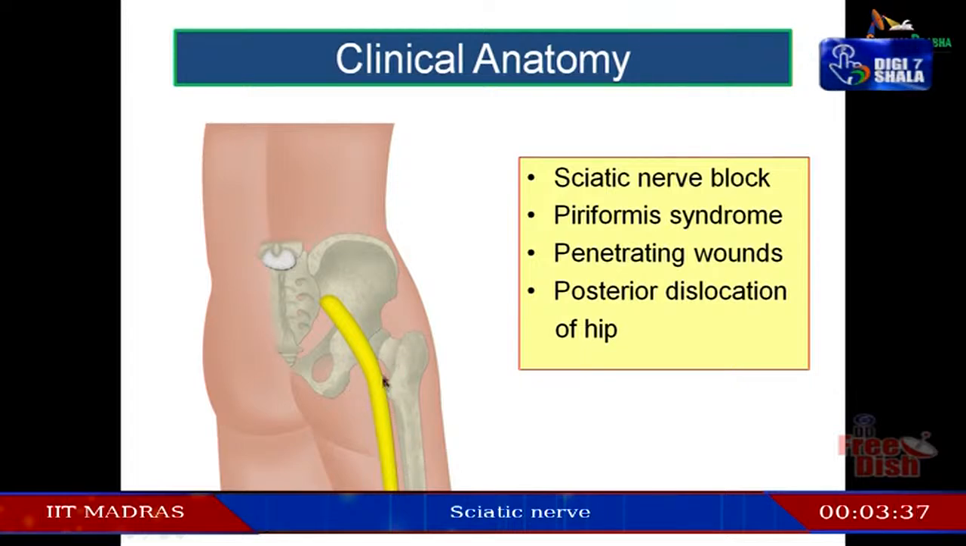Lastly, posterior dislocation of the hip joint. You find the hip joint with the obturator externus deep to the quadratus femoris is a posterior relation of the sciatic nerve. So, if this hip joint dislocates posteriorly, it will be stretching the sciatic nerve, resulting in injury to sciatic nerve.